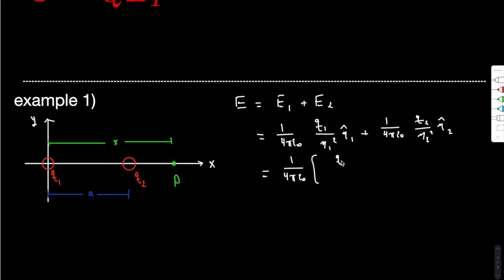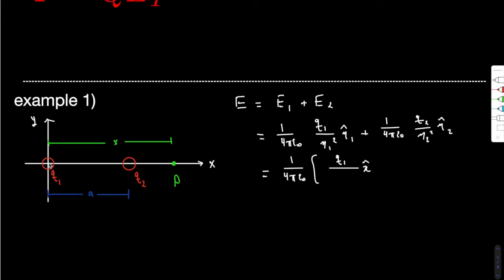Then we have Q1, and well, think about a charge. It has electric field pointing radially outward, right? But since it sits perfectly on the x-axis, the radial direction at this point is just in the x-hat direction. So we have that this points in the x-hat direction. So I'll write that like that.